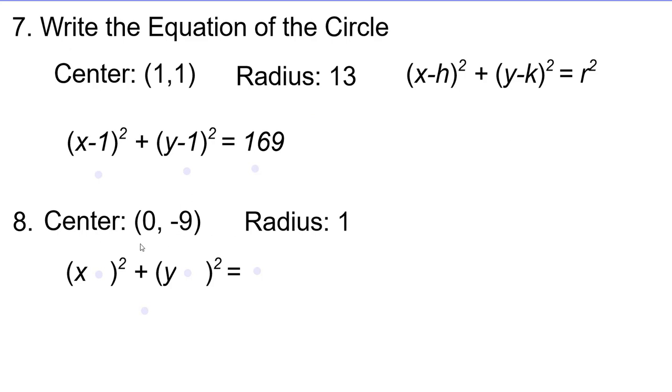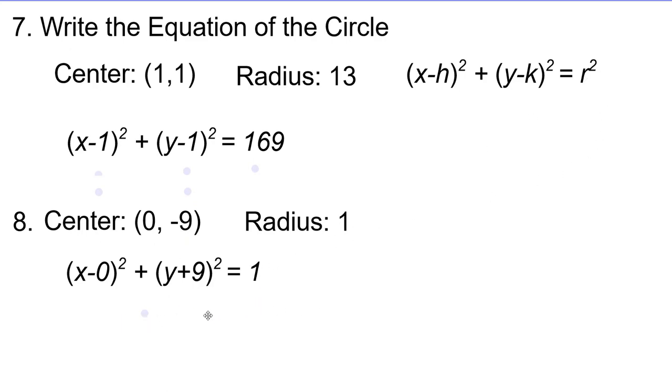All right, number 8. So now it's centered at 0 and -9. Well, when we do x minus 0 squared, that's the same thing as just doing x squared. And then y minus a -9 is going to become plus 9. And then the radius is 1, so we do 1 squared, which will be just equal to 1.